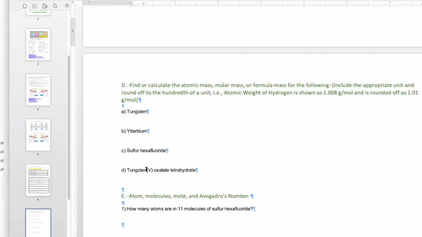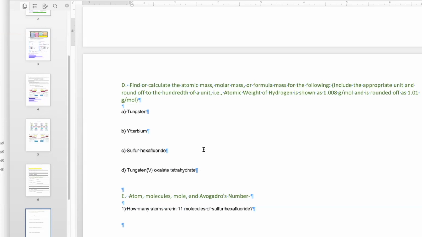Tungsten oxalate, that's tungsten 5, and oxalate is C2O4. It comes from oxalic acid, okay? And the charge of the oxalate ion is -2. And then you have 4 waters on that. Look at experiment number 4. Remember, it was cobalt chloride hexahydrate. It's CoCl2·6H2O. Well, this has 4H2O in the formula. When you calculate the molar mass, you need to include the water as well.